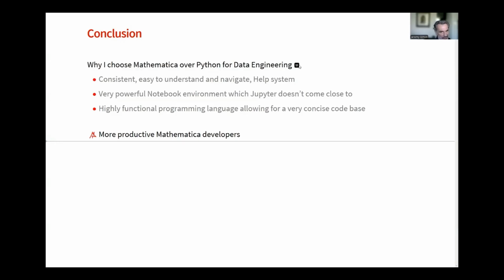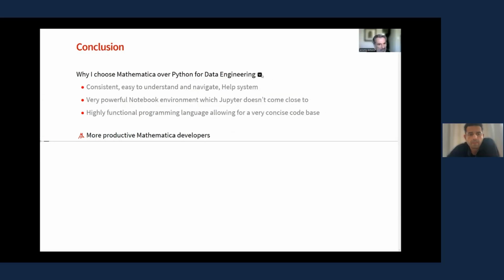And yes, Python is free, but developer time is orders of magnitude more expensive than a Mathematica license, which should result in a substantial savings on software projects developed with the Wolfram language and Mathematica. Happy to answer any questions you may have.